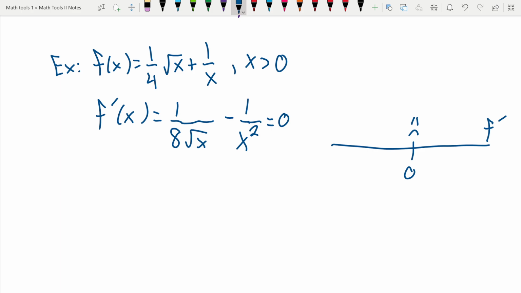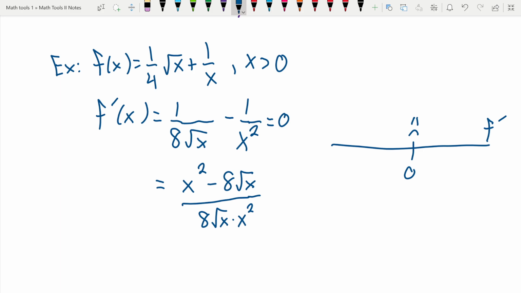So we need to find a common denominator here. So we get x squared minus 8 root x. Hope it's okay if I skip these steps for the algebra parts, but I'm just multiplying this one by x squared over x squared, this one by 8 root x over 8 root x. Okay.